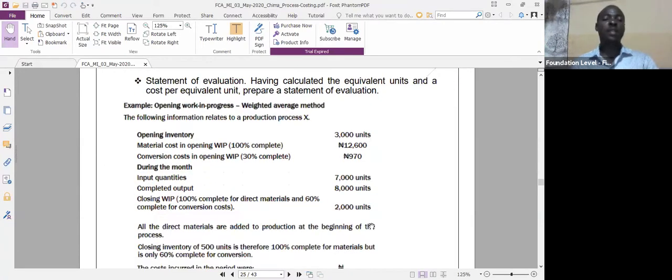Then finally, we have to create a statement of evaluation. Now, having calculated the equivalent units and the cost per equivalent unit, we have to prepare a statement of evaluation.